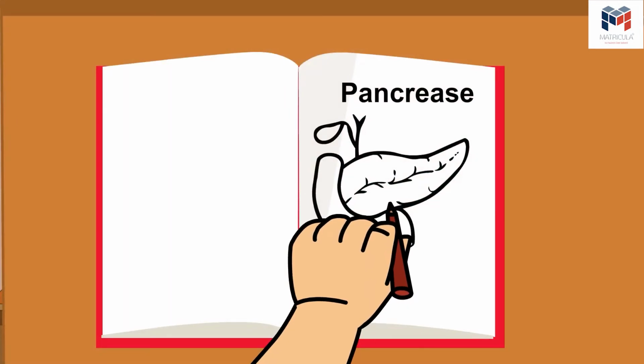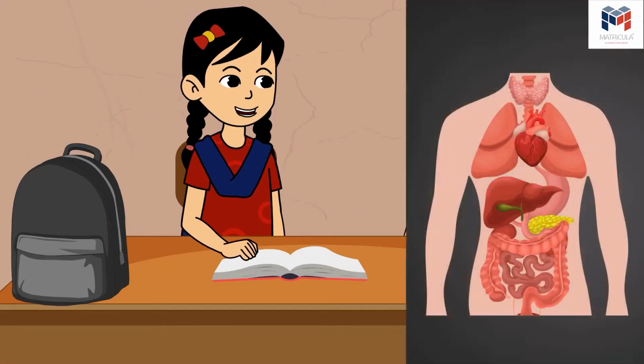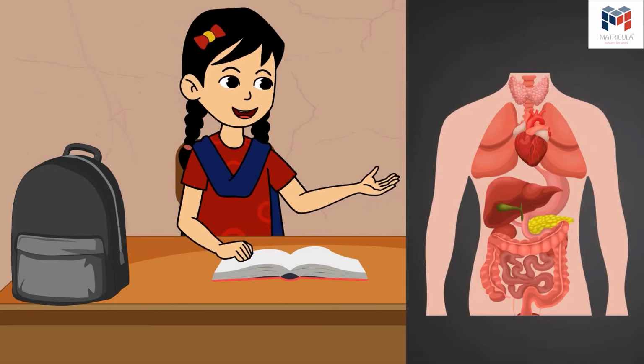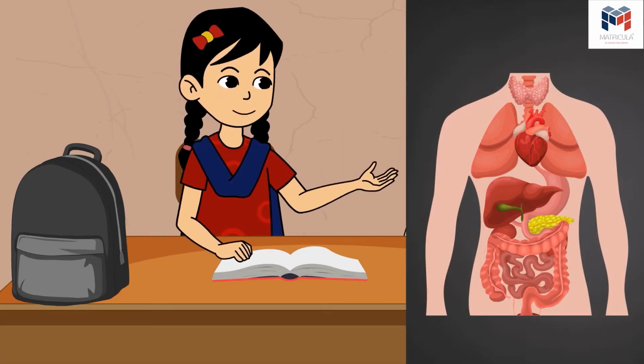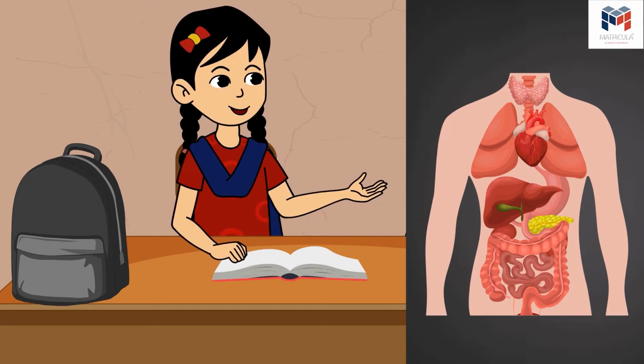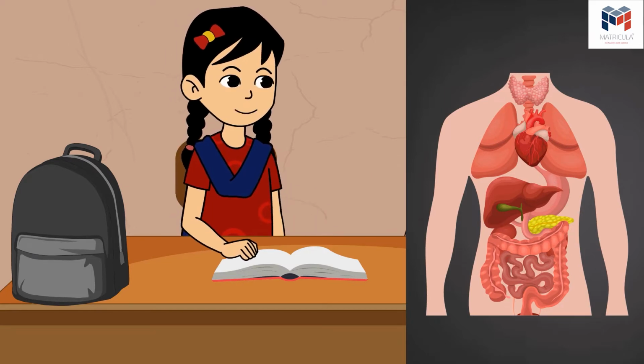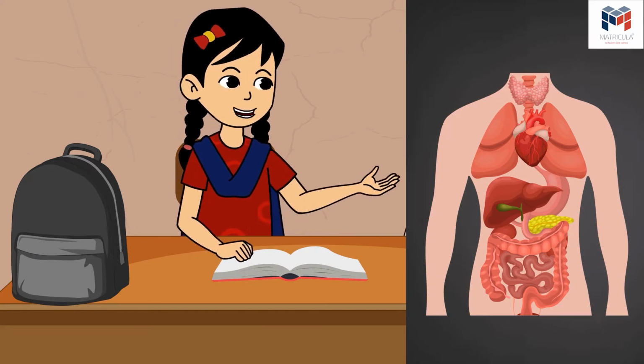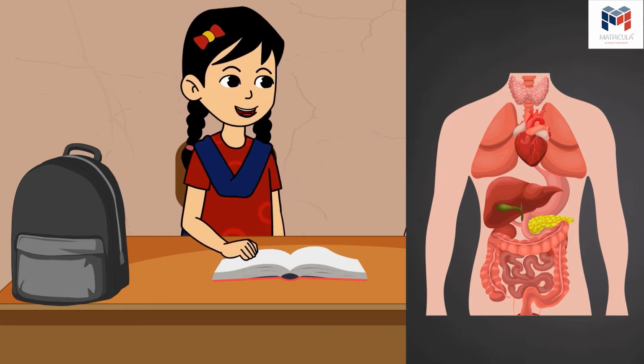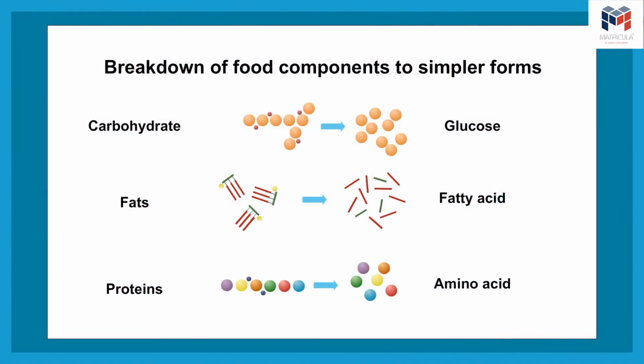Look here. Now the partly digested food reaches the lower part of the small intestine. Here, the digestive juices complete the digestion of the components of food. Look, I have written down in this list about the breakdown of different components of food into their simpler forms. We can see that carbohydrates break down to form glucose, fats to fatty acids, and proteins to amino acids.